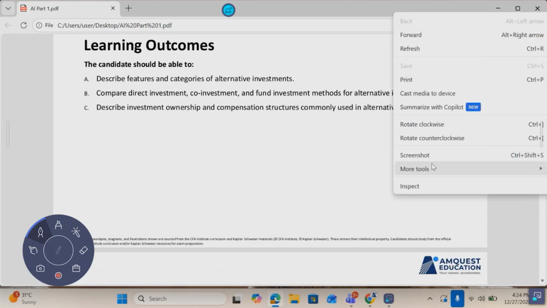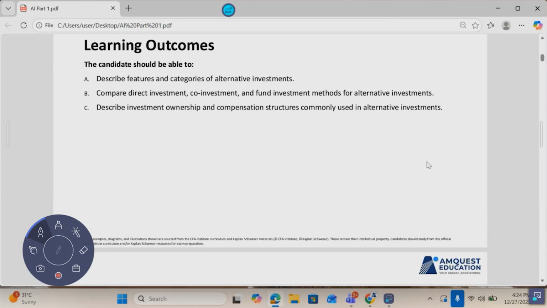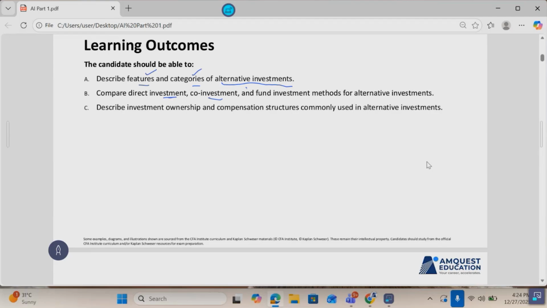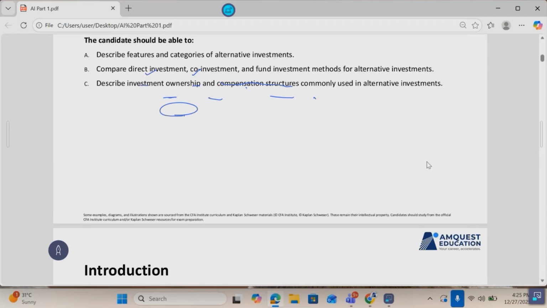From the curriculum and from the book, it says: learn how to describe the features. For the first one, categories, please understand what are the features of the ordinary investments and what category you invest in, what are the investment methods that you can do, and obviously the ownership functions. Keep learning this and contrasting it with traditional, because alternative investments are very different from traditional investments.